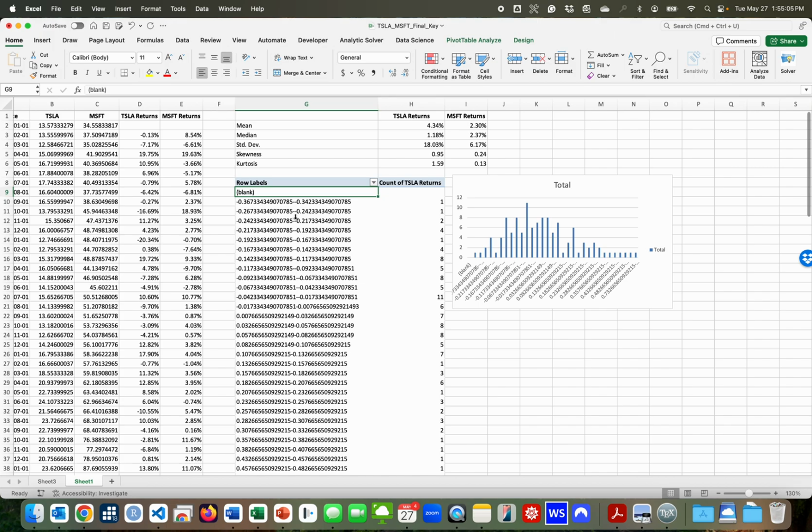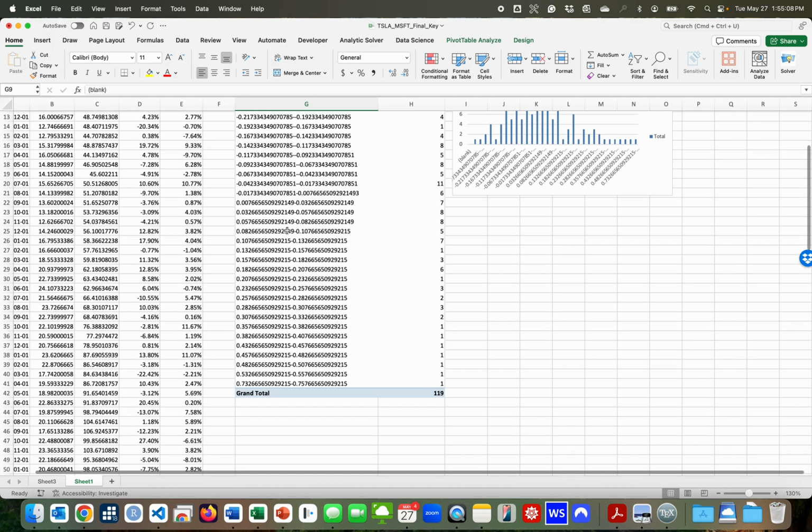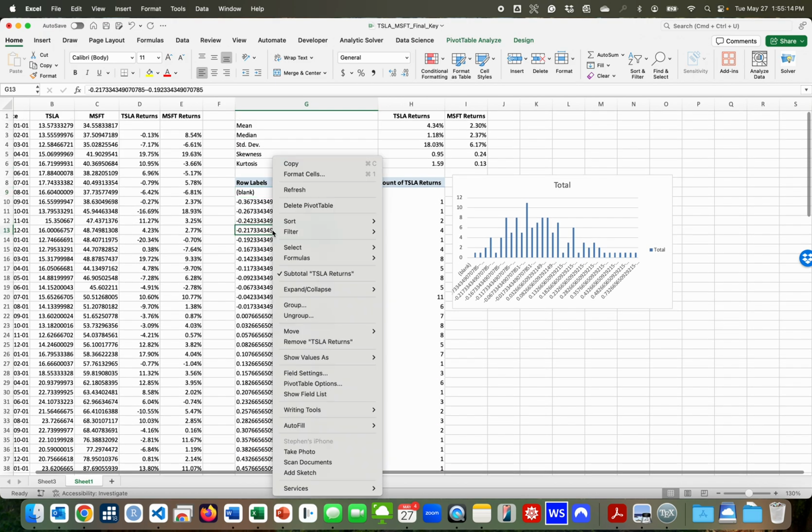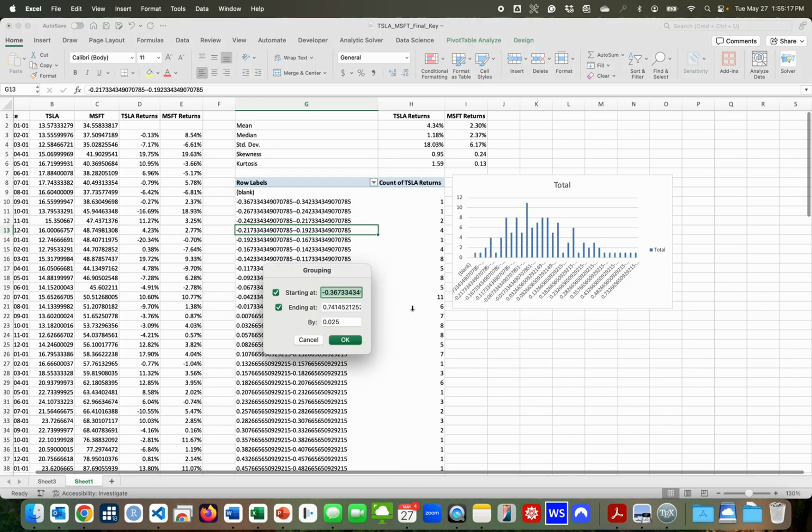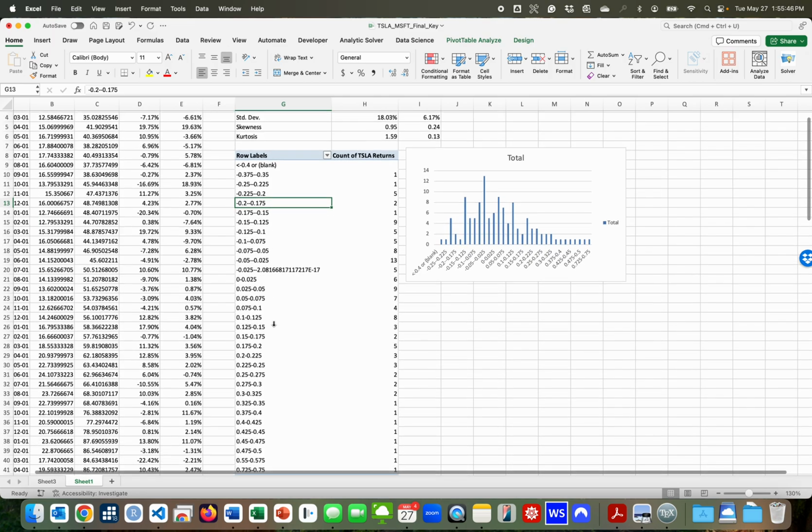So if we look at the Tesla returns, they go from negative 36% up to just over positive 75%. So when we go in here and we try to group this, instead of that negative 0.36, that really long value right there, I'm just going to go to negative 0.4, which would be the same as negative 40%, and I'm going to go up to 0.8. And when you do that, it's going to make the bins a little bit nicer to look at.